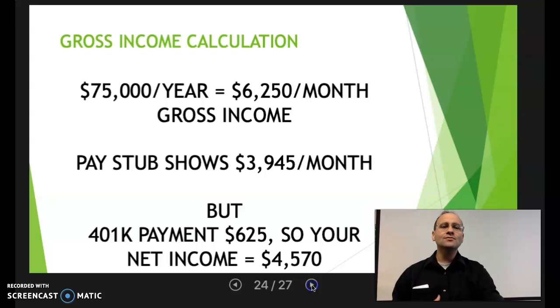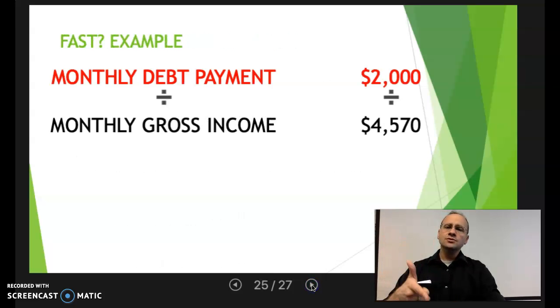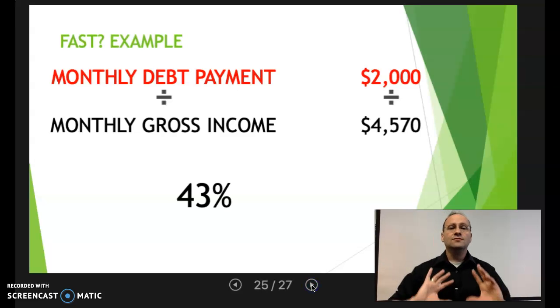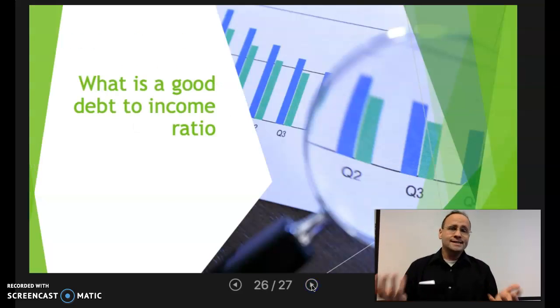All right, so we move forward with this and we say, if we have the $2,000 and we divide it by 4,570, that gives us 0.37 blah, blah, blah, which we just kind of lump together and say is 43%. Now comes another big question with this. Is that good or is that bad? Or in other words, what is a good debt to income ratio?